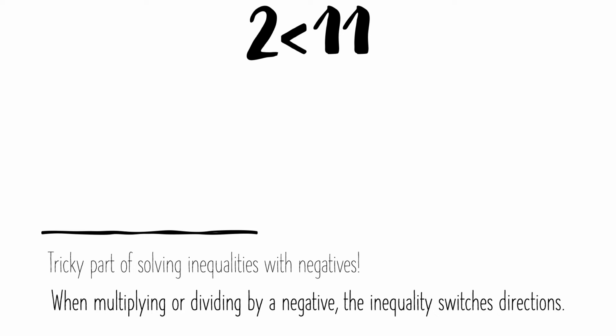Now, there's a tricky part of solving inequalities with negatives. This is a simple example that if we were together in person, I would have done a little bit differently. But hopefully this will help you at least start to make sense of it. The inequality I have up here says 2 is less than 11. If someone had 11 candy bars and I had 2 candy bars, I would have less than them.